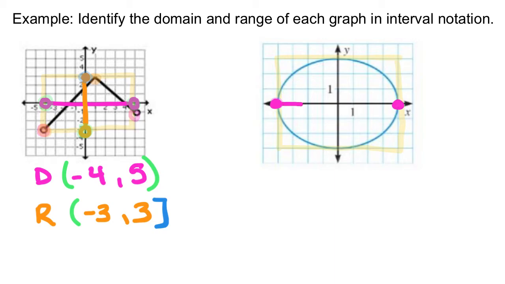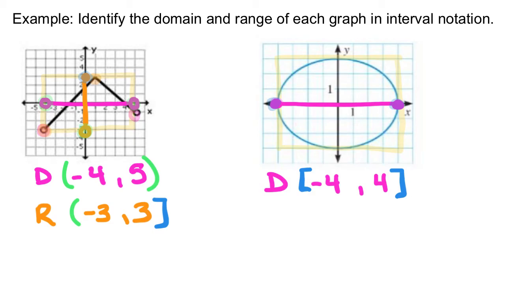So my domain is all of these values in between. So this means the domain goes from -4 to +4. And since there's closed circles at both sides, I would use a bracket for both -4 and 4.